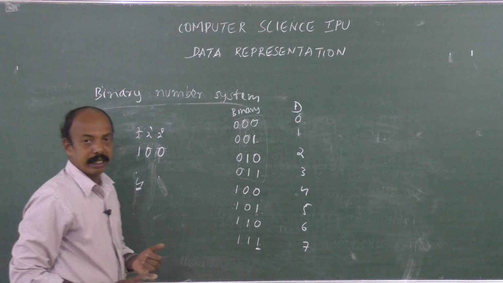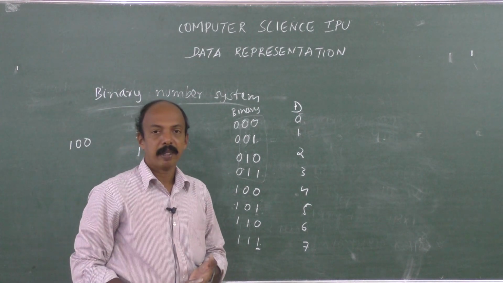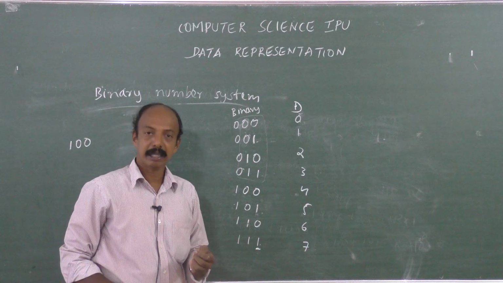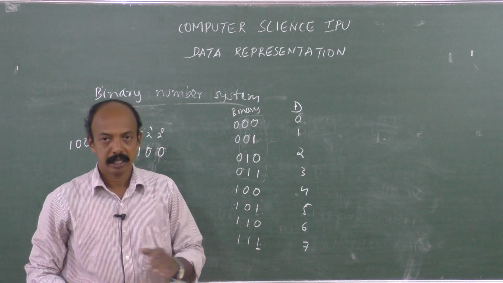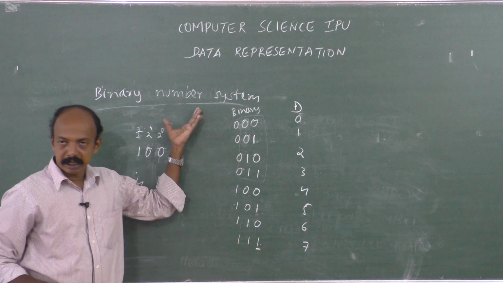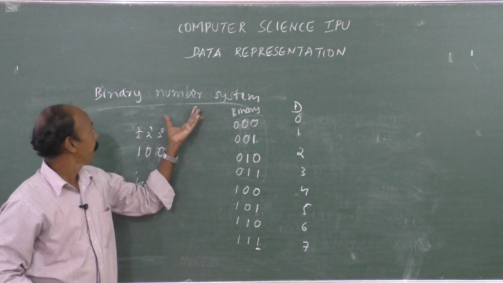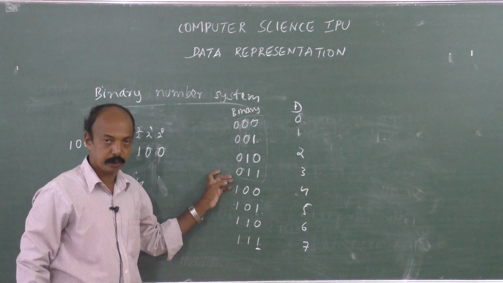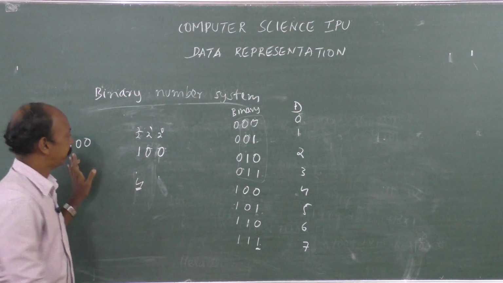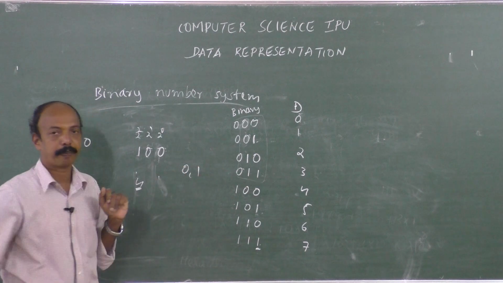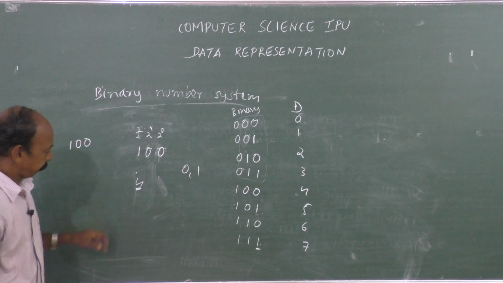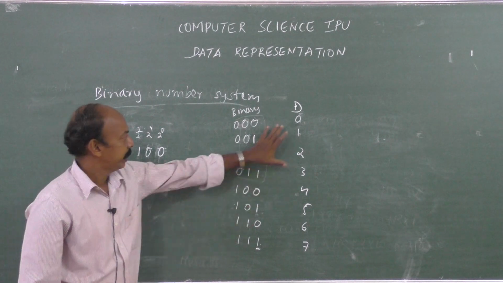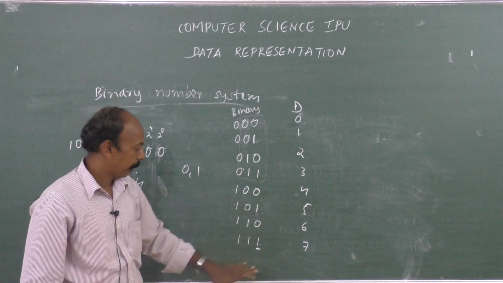So what we have seen? We have seen the decimal number system. What is the base? Base is 10. 10 in the sense there are 10 different symbols to represent the number system, that is the decimal number system. Then comes the binary number system. In the binary number system, the base or the radix is 2. That means there are only 2 bits, 0 and 1. And we have written the binary equivalents with respect to the decimal number system.